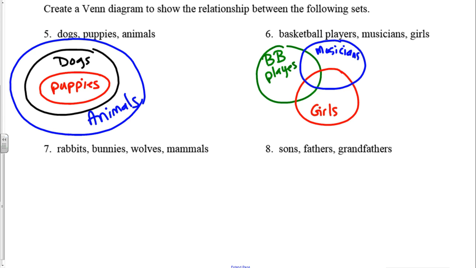Again, if you've got any questions, go ahead and jot them down right here on the paper so you can bring them to your teacher. Number 7, rabbits, bunnies, wolves, and mammals. I would like for you to try and draw this one. Please remember that all bunnies are baby rabbits. So pause the video now and complete number 7, please.